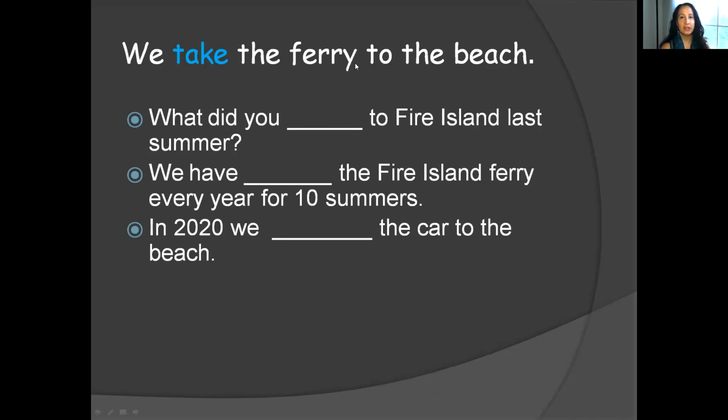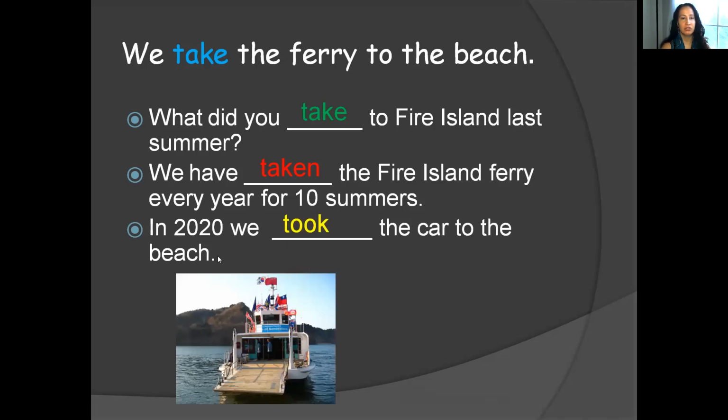We take the ferry to the beach. What did you blank to Fire Island last summer? What did you take to Fire Island last summer? We have blank the Fire Island ferry every year for 10 summers. We have taken. In 2020, we blank the car to the beach. We took the car to the beach.